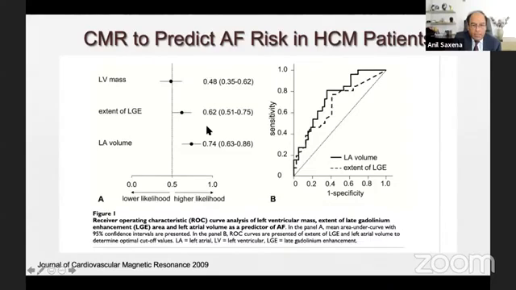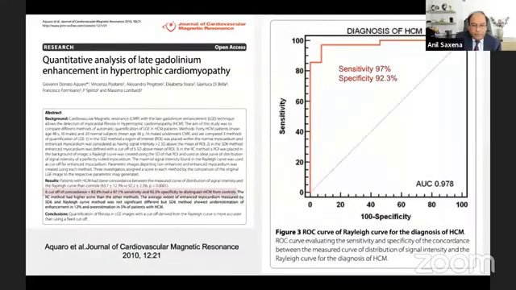And on the right side, they have area under the curve. So 0.48 is like 50%. It's basically useless. And you can see it is falling on the center line. So it is certainly not good. Extent of LGE is slightly better, 0.62, but LA volume was in this particular study the best. So area under the curve was 74% or 0.74. So that was a very good classifier in this particular study.